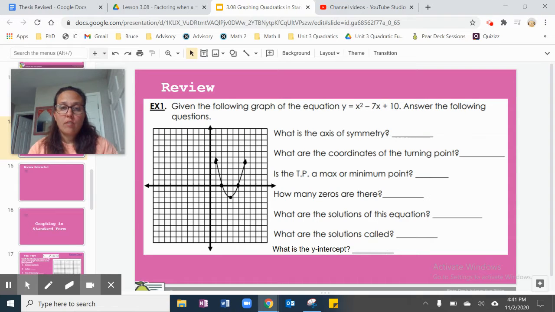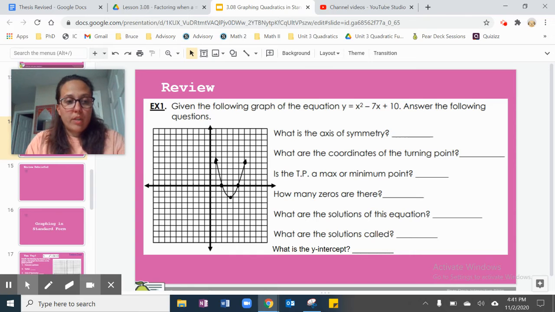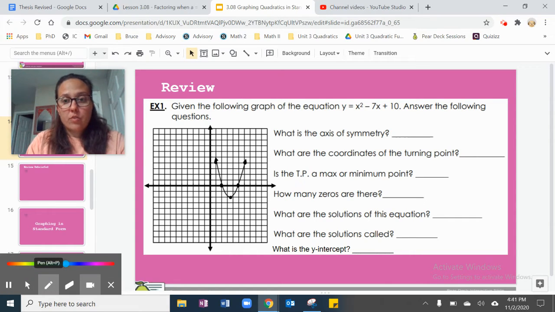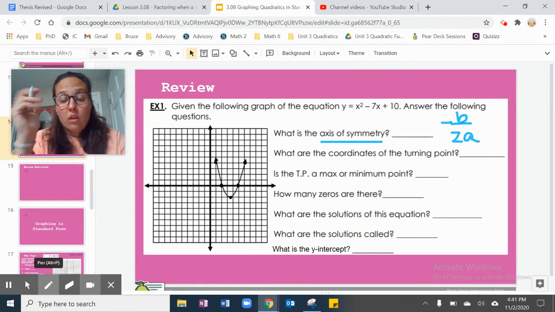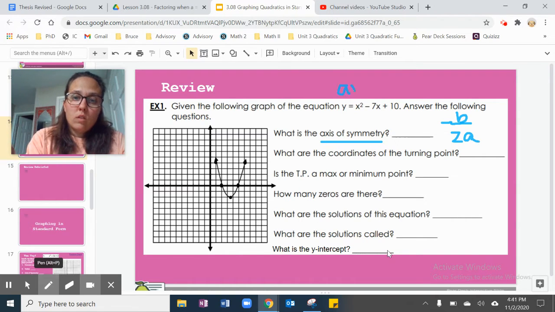Given the following graph of the equation y equals x squared minus 7x plus 10, answer the following questions. What is the axis of symmetry? From our notes earlier, we know that the axis of symmetry has its own equation, which is negative b over 2a. So what is our b term? What is our a term?